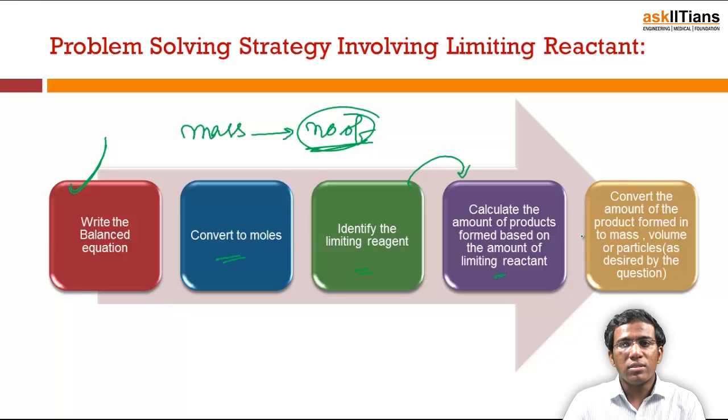So to find the mass of a certain product, first of all you need to identify which is the limiting reagent. After identifying the limiting reagent, forget about the excess one. The excess one is not at all important for us. So only concentrate on the limiting reagent. Calculate how much product can be formed on the basis of the amount of limiting reactant that you have taken. So this is the solution methodology to solve any question on the basis of the limiting reactant.